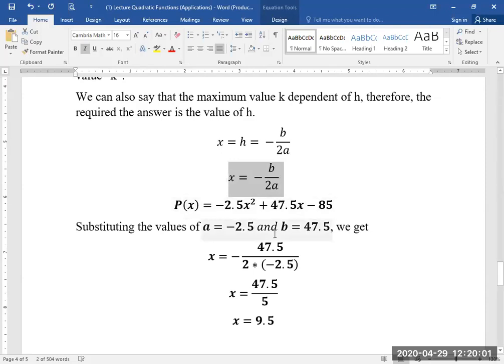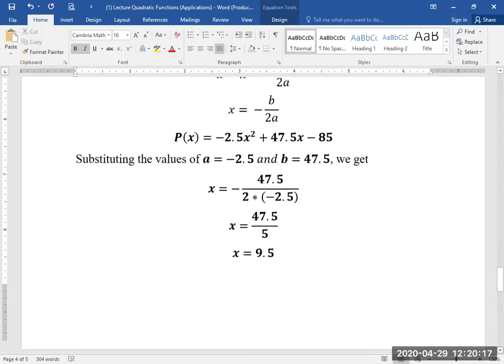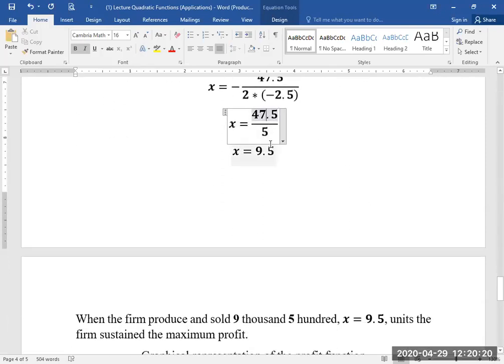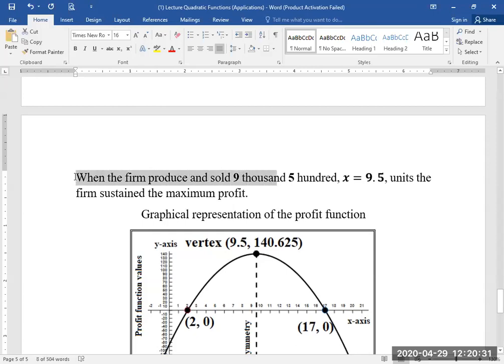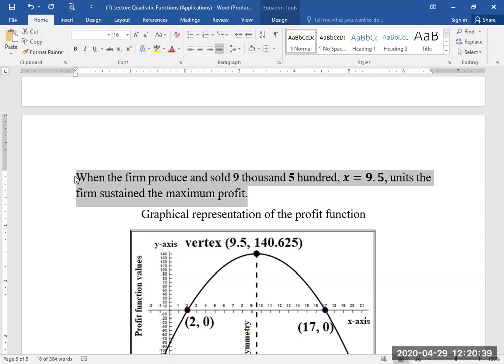Okay, now we are going to substitute the value. a is minus 2.5 and b is 47.5. We are just substituting the values and we will get the level of production where the firm sustains maximum profit. This is 47.5 divided by 5, which is 9.5. This means that when the firm produced and sold 9,500 coffee makers or units, the firm sustained maximum profit at these 9,500 coffee makers.